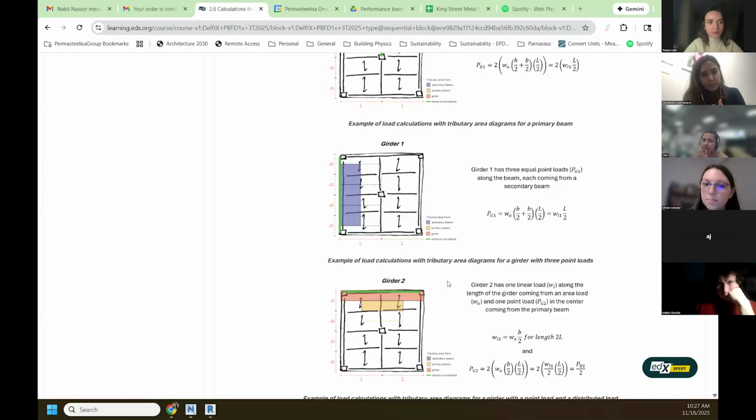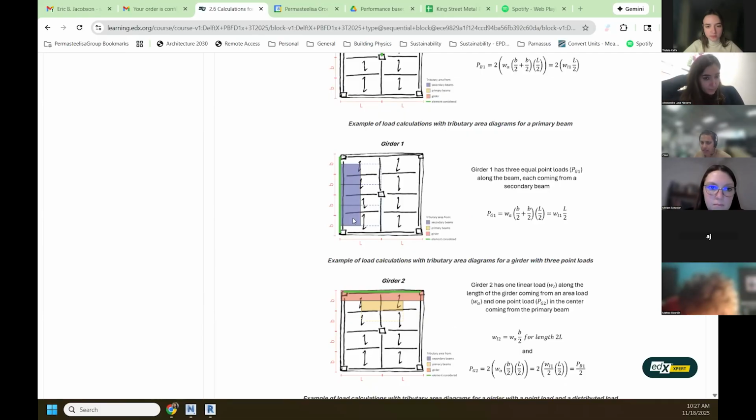Yeah, I'll try now. Okay, so this is my question essentially. Following this example, girder 1 is getting the point loads from the secondary beams. That is clear to me. Girder 2 is getting some of the point load from this primary beam as well as some distributed load from this surface area.